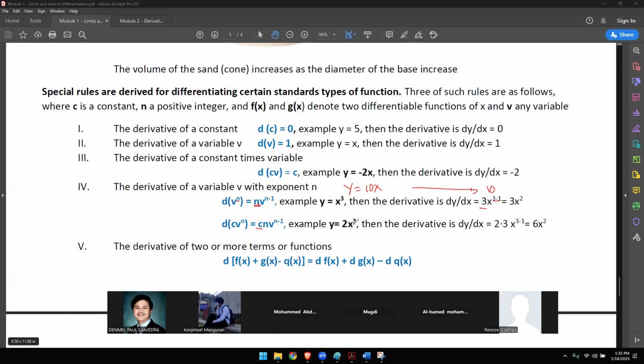The same thing. We bring down the 3, we still retain the 2, and then we deduct 1 from our exponent. 3 minus 1 is this one. Then to simplify, since we already have an existing constant, just multiply it to the brought-down exponent. So 2 times 3 is 6, and then 3 minus 1 for the exponent is 2. So it's x squared. So 6x squared. Okay? Clear?